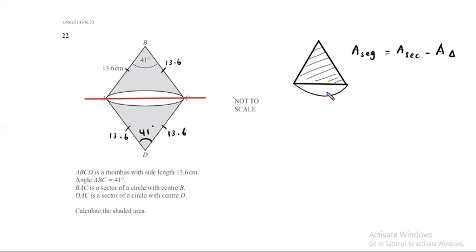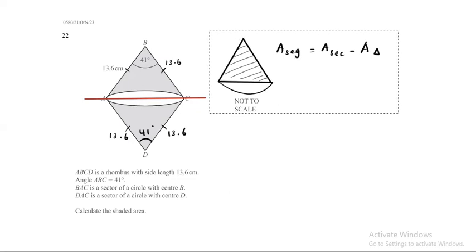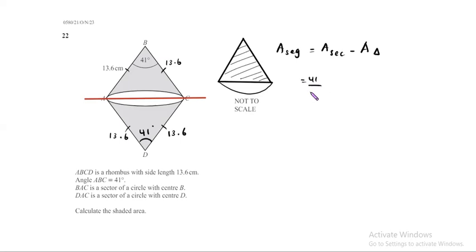Then what I'm going to do is calculate the area of the sector. Sector means I know the formula is angle out of 360 times pi r squared. So I'm going to use that to calculate the area of the sector. So it's going to be 41 over 360 times pi times the radius squared, which is 13.6 squared. This is going to be the radius. So this will give you the area of the sector.